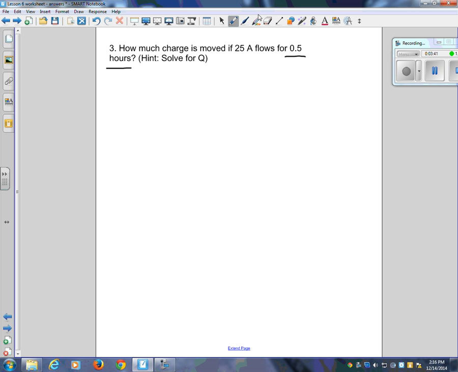How much charge is moved if 25 amps? Now, it doesn't come right out and say it. You have to know that 25 amps refers to the current. So I is equal to 25 amps. And my time is 0.5, but that's in hours. We're going to need that in seconds because that is the standard unit. So we're going to have to convert that first, and we're going to solve here for Q.